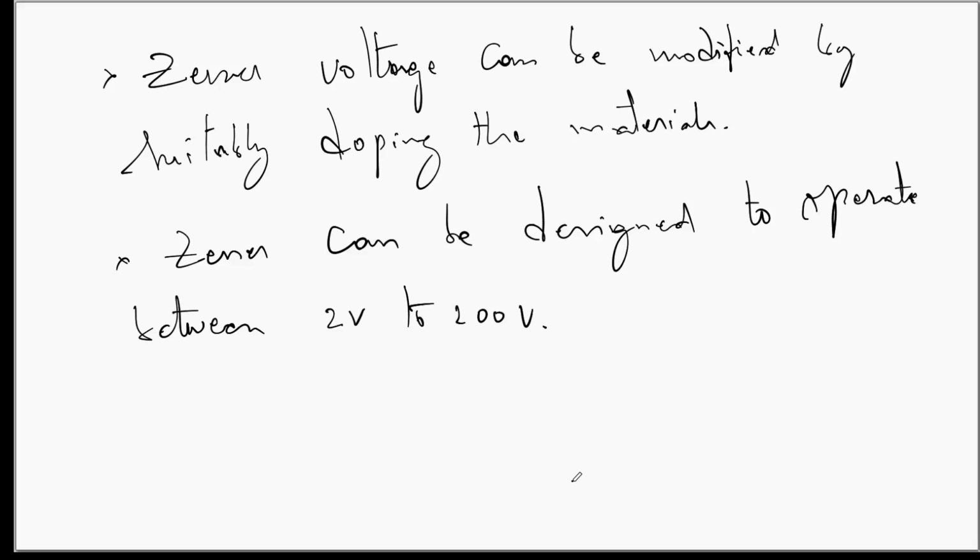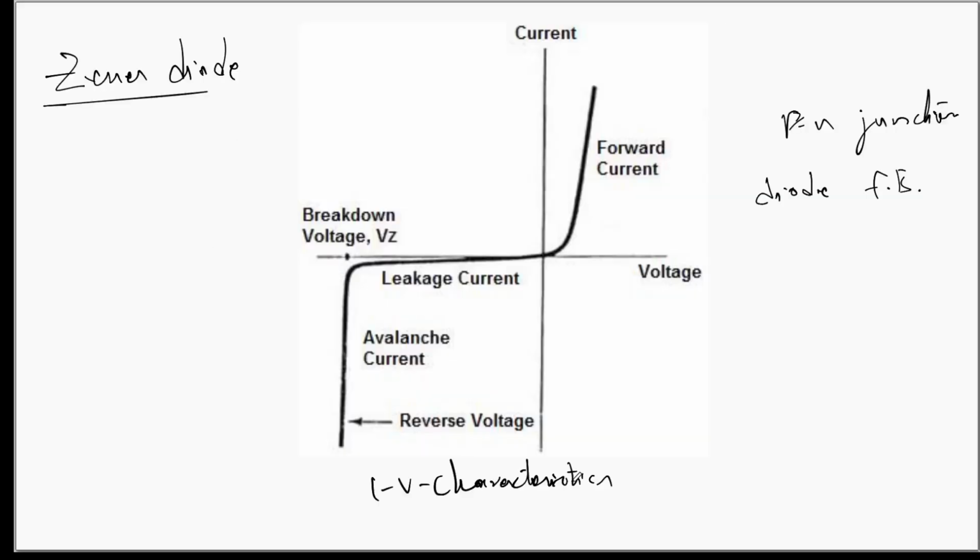We have seen the IV characteristic. We have said the leakage currents are responsible for the small current in the reverse biasing condition. In the forward biasing condition, it works just like a PN junction diode. Under the reverse biasing condition, up to the voltage Vz, a small current flows through the circuit, and this small current is mainly due to the minority charge carriers. Over and above Vz, there will be a sudden change in the current. This current is called avalanche current, and the voltage is called the reverse voltage.